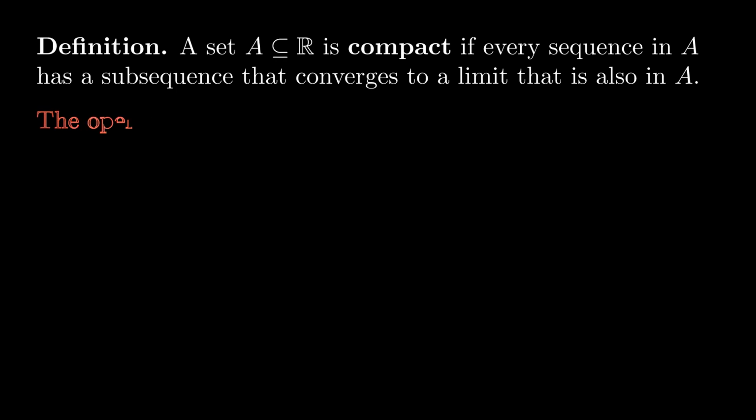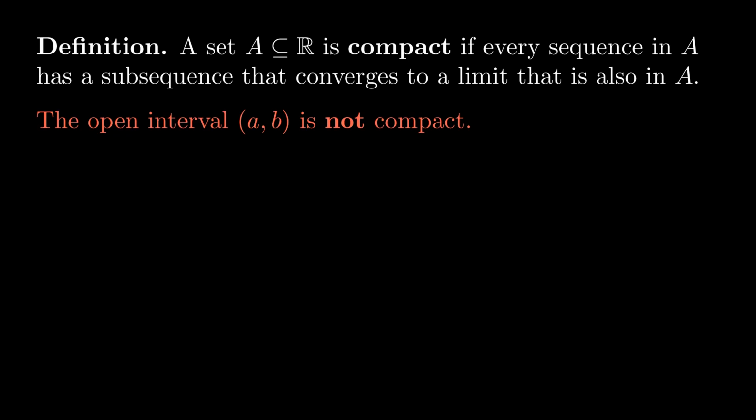On the other hand, the open interval from a to b would not be compact, because you could construct a sequence converging to, say, b, and then any subsequence of it would also have to converge to b, but b is not in the set. In this setting of the real numbers, being compact ends up just being slightly more of a constraint than being closed.